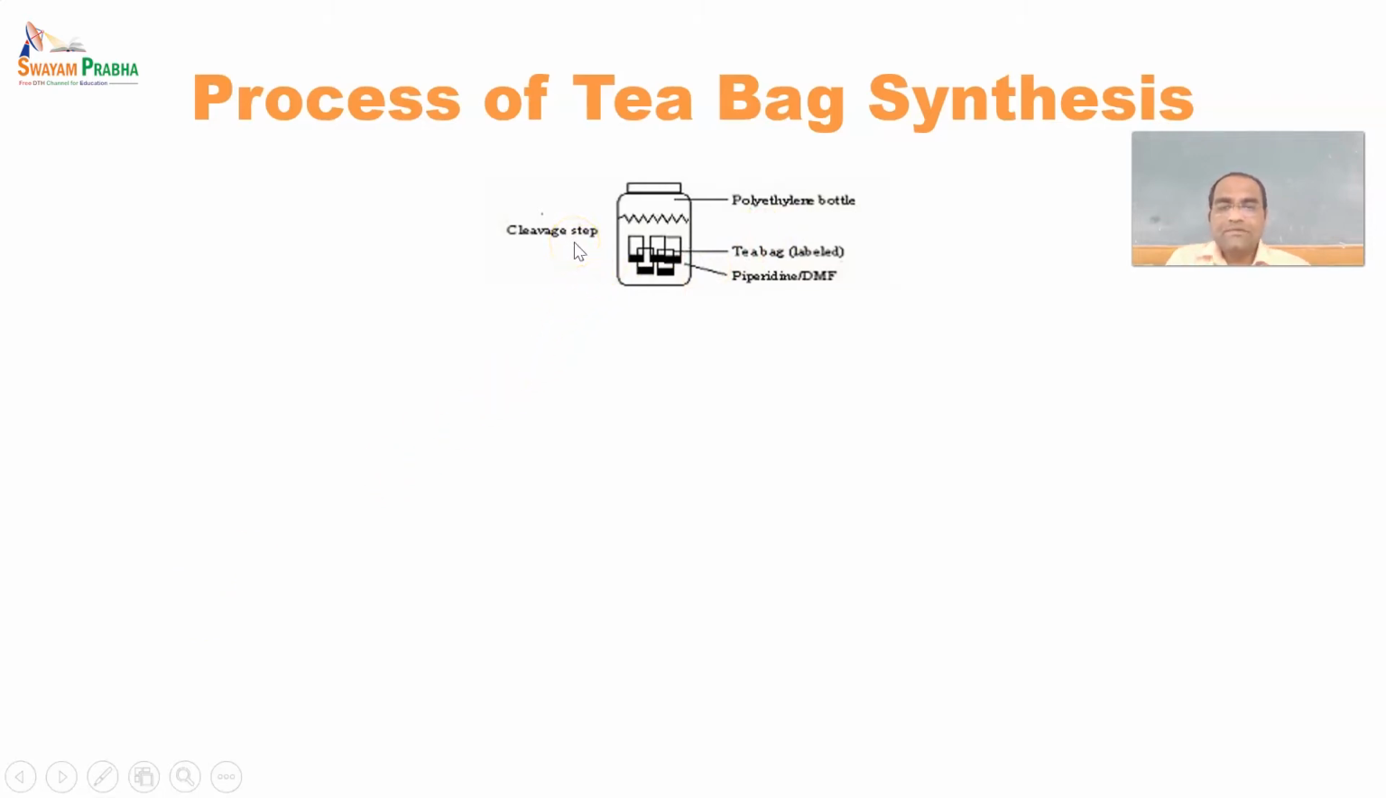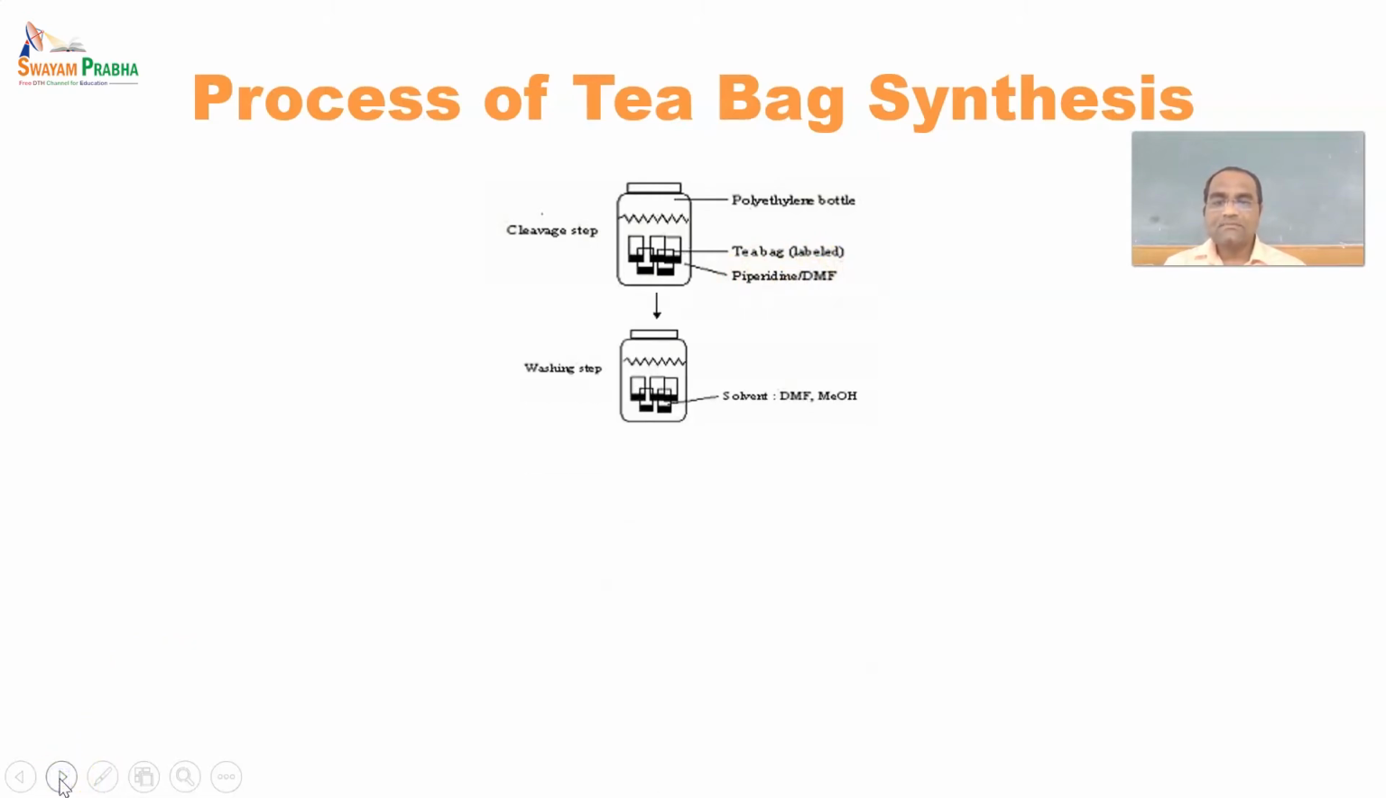Cleavage here means that the tea bag, or the resins which are linked with an anchor or linker, are protected, and that is why there is a need to cleave the end atoms, and for this purpose piperidine in DMF is utilized.